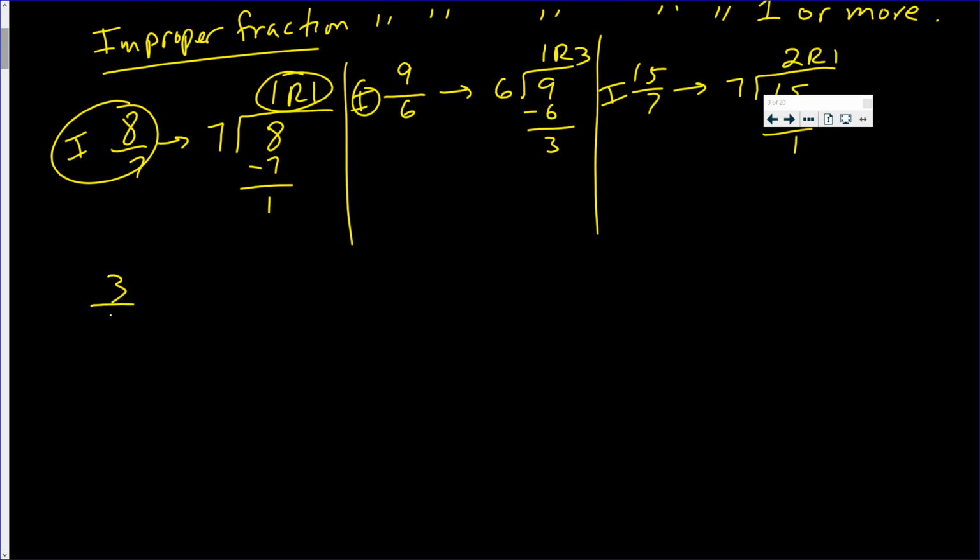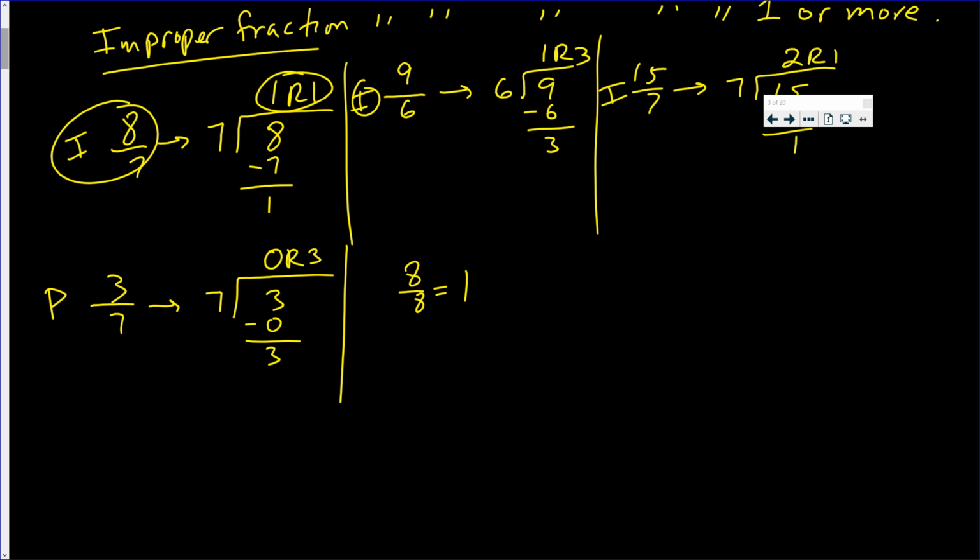If you have 3 over 7, that is 7 into 3, it goes no times. 0 times 7 is 0. You subtract, you get a remainder. It's less than 1. This is proper. If you have 8 over 8, you should know that's 1. That makes this improper, because an improper fraction is a fraction that's 1 or more.